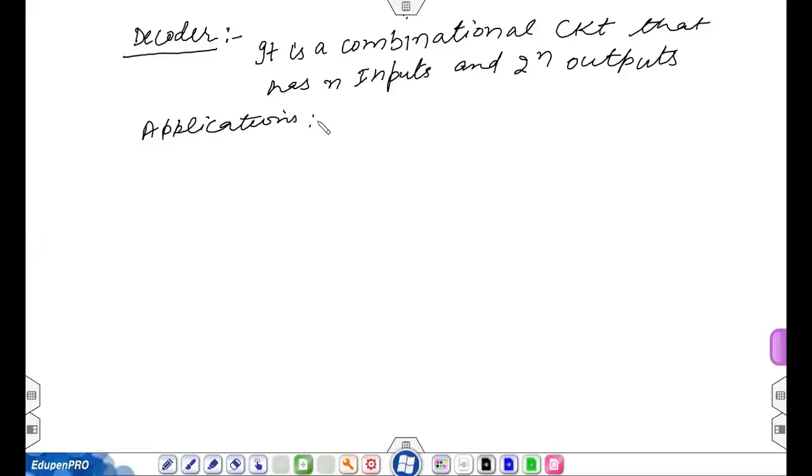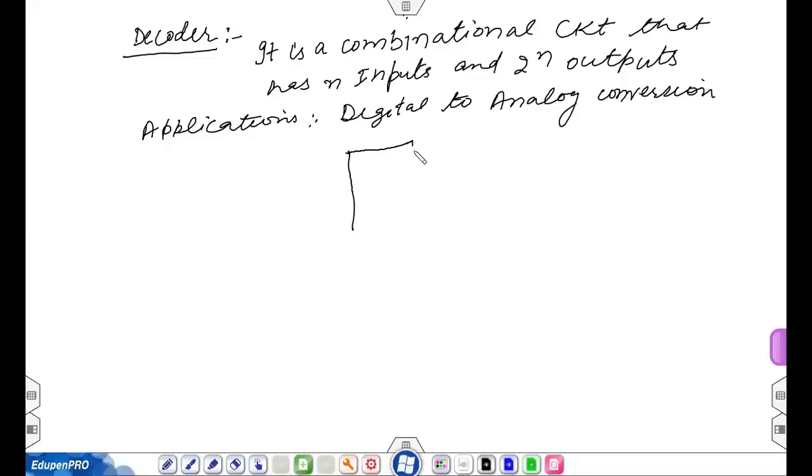The first application is that it can be used for digital to analog conversion. There are many more applications which we'll discuss. For any combinational circuit, you should know the block diagram. Firstly, we are designing, for example, a 2 to 4 decoder.